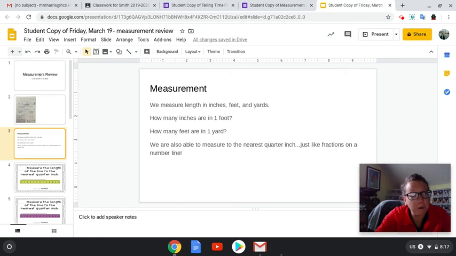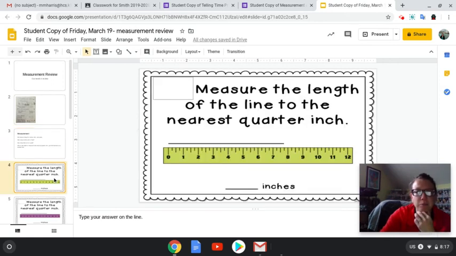Just like when we read a ruler, because remember, a ruler is a tool that we use to measure length. We can think about that ruler as fractions on a number line. Remember those? You should be practicing still. So fractions on a number line is just like our ruler. We're taking those inches or those feet, those yards, and we're taking those whole inches and splitting them up into equal parts. So let's do a couple of practice.